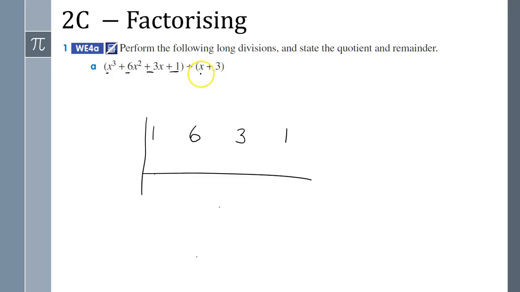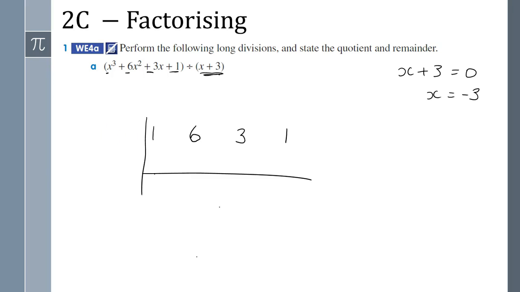Second thing I'm going to do, I'm going to take my factor over here and find out what it would be using the null factor law. Remember this one, x plus 3 equals 0, therefore x equals negative 3. So it's just the opposite sign. We're using that again. And I'm going to pop that negative 3 out the front.